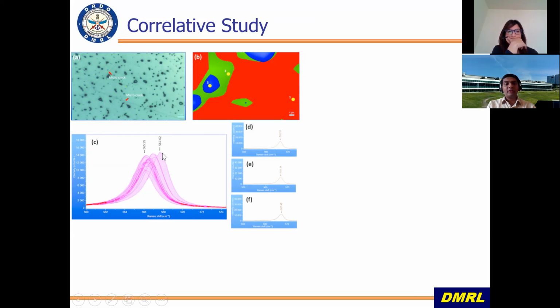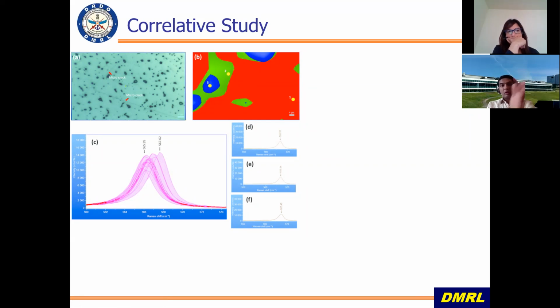What we observe here are shifts. The shifts are coming because of the strain that is present in the gallium nitride film. And if we give specific colors to the different ranges of these shifts in Raman spectroscopy, we get a map like this. So this clearly shows that at the region of the crack, the strain has been relaxed.